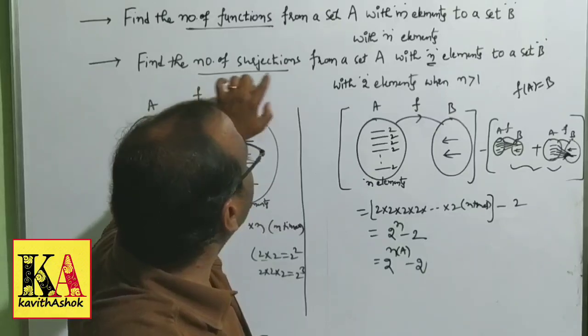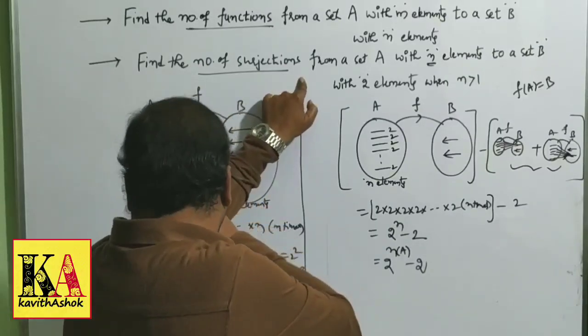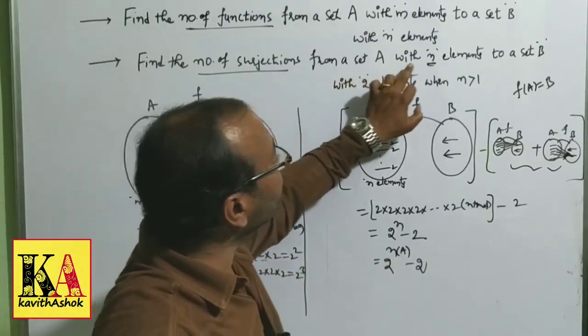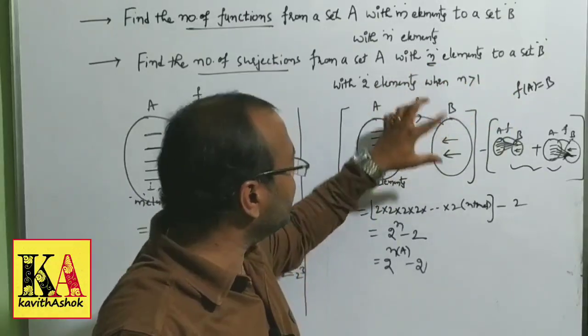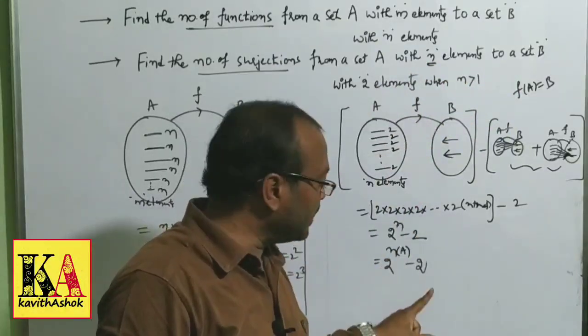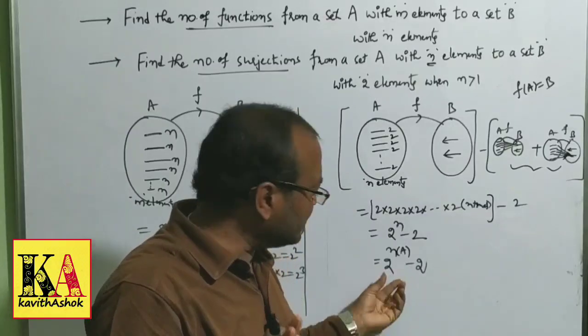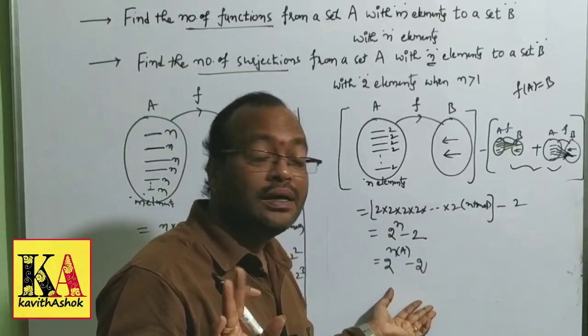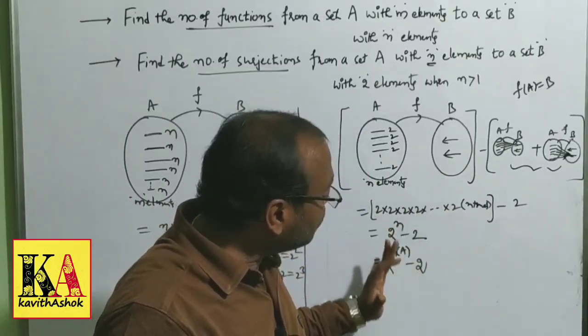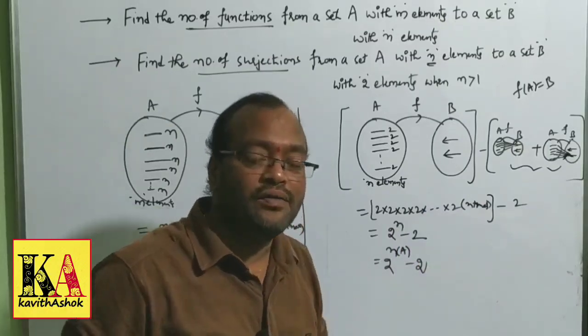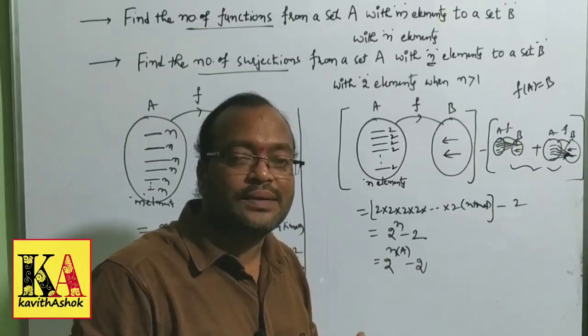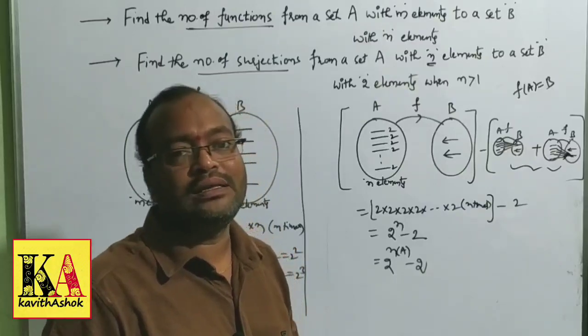So the number of surjections from a set A with n elements to a set B with 2 elements is 2 to the power of n(A) minus 2. In the exam, just write down the formula, we can get the marks. But how can we get 2 to the power of n(A) minus 2? That is important for the concept. If we know the concept, any problem given, easily we can solve that.